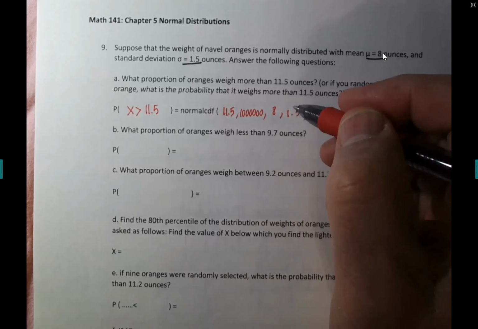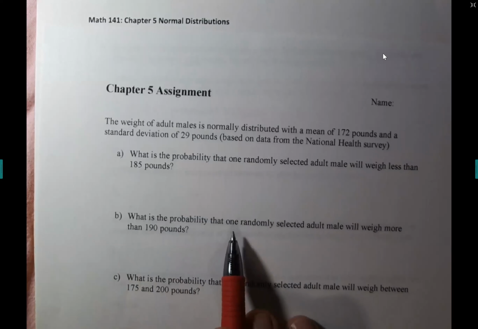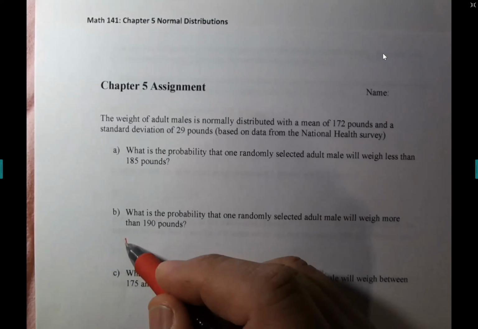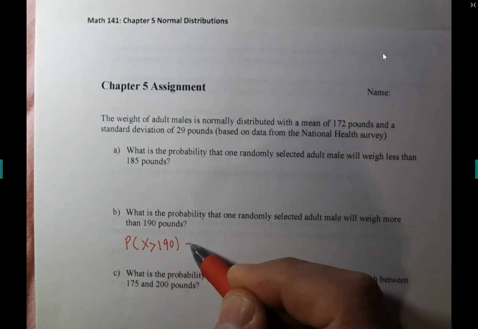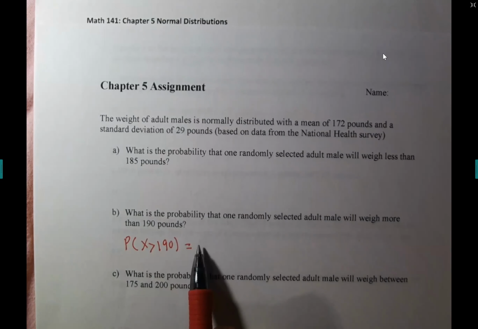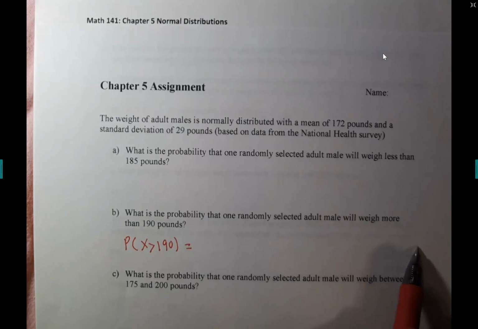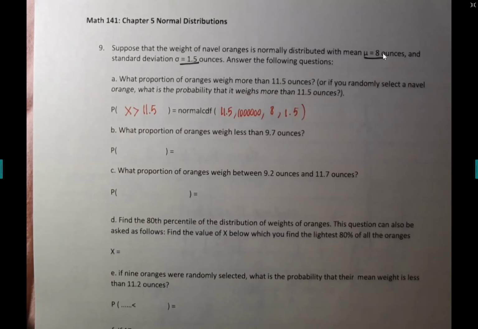When you do your assignment, what is the probability that one randomly selected male adult will weigh more than 190? You're going to start with the probability of X more than 190. Then I want you to write normal CDF, put in the 4 arguments, and give me the answer to 4 decimal places. So make sure all answers are to 4 decimal places. All right, so that's how you do this one.